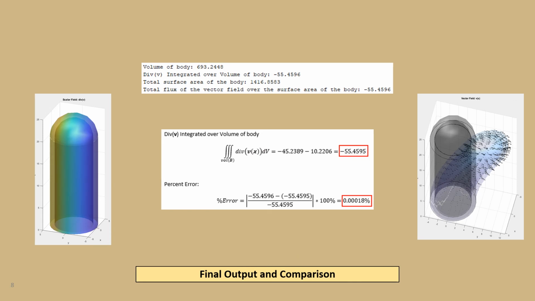And finally, comparing my MATLAB output with my hand-calculated results, you can see my MATLAB output above for the divergence integrated over the volume of my body as a negative 55.4596, and my hand-calculated results as a negative 55.4595, and the percent error being extremely low for those two values, so I know that my MATLAB code and my math is correct. And it's further verified as being correct as the total flux is also equal to the divergence integrated over my body, as well as the volume of my body and my surface area of my body being equal in previous weeks as defined before.